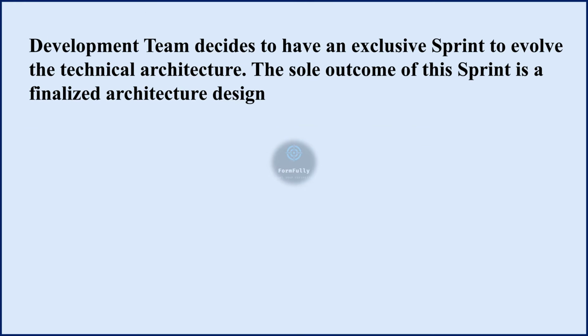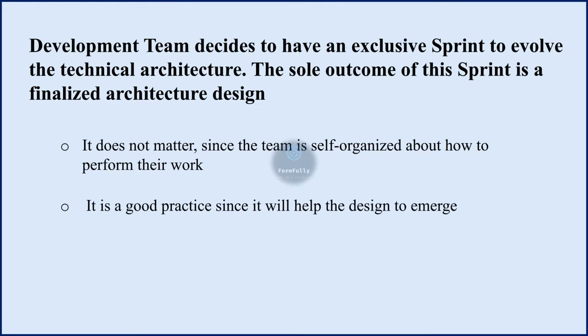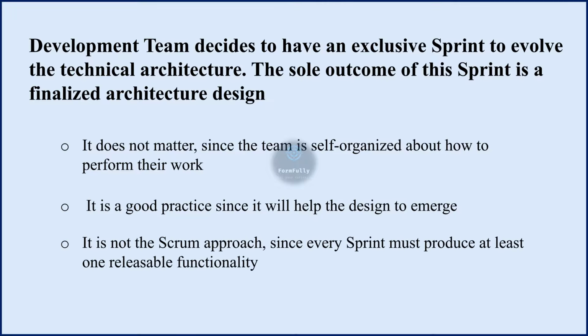Next question. The development team decides to have an exclusive sprint to evolve the technical architecture. The solo outcome of this sprint is a finalized architecture design. Options are: it does not matter since the team is self-organized about how to perform their work; it is a good practice since it will help the design to emerge; it is not the Scrum approach since every sprint must produce at least one releasable functionality. And the correct option is the third.